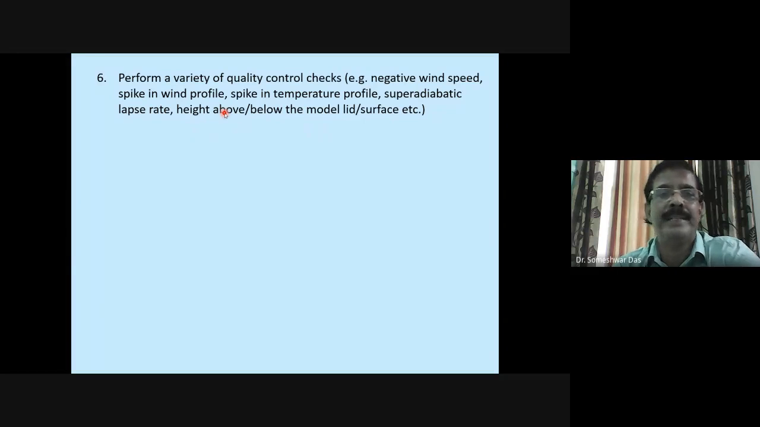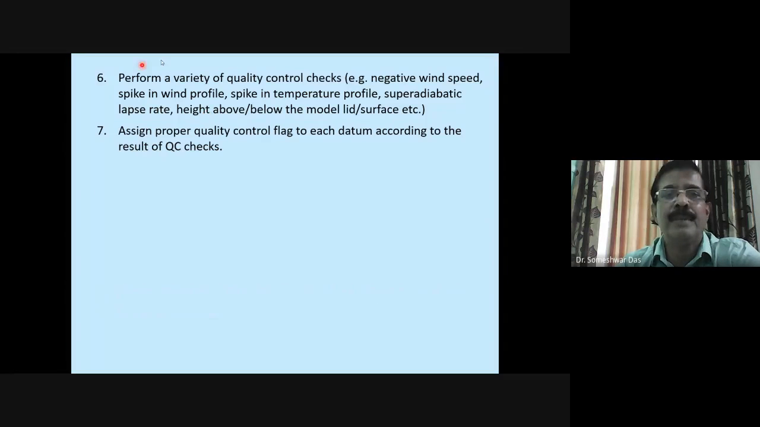Any super adiabatic lapse rate, if there is existing, that also is filtered out, or any spike in the temperature also filtered out, right? It's just trying to make the data smooth to avoid any problem in the analysis. Otherwise, it's likely that for that observation point, it will show too much of error in the analysis when you are trying to minimize the error between observation and the first guess.